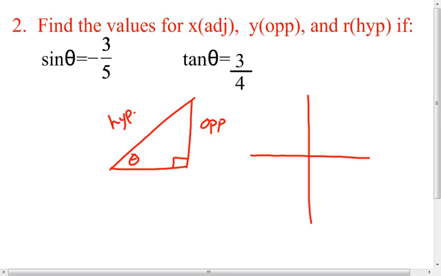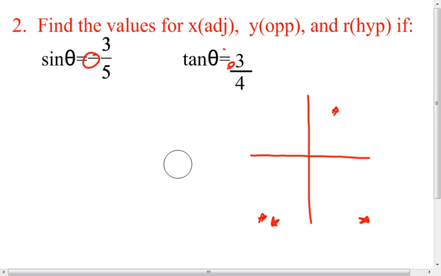Sine is negative down here in either quadrant 3 or quadrant 4. Tangent is positive 3/4. You can see it's a positive number. And tangent is positive in 1 and 3. So I know that I'm actually in quadrant 3 because it's the only quadrant where my sine has a negative value and my tangent has a positive value. So I'm going to draw my triangle in the actual quadrant so that we can talk about position as well as distance.